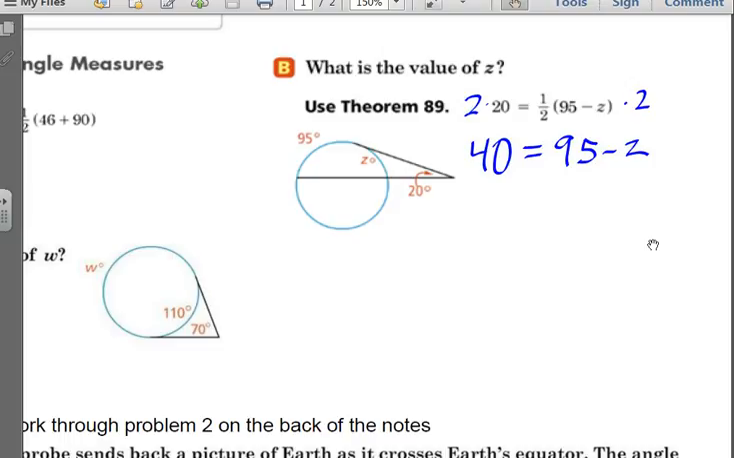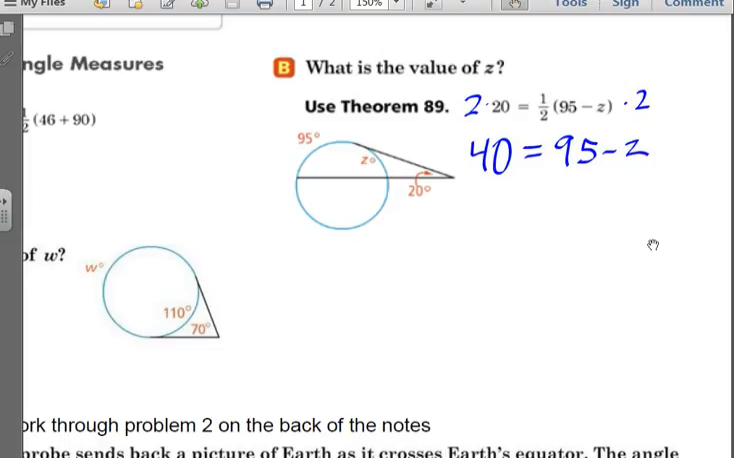Wait, you just put a times 2 on that side. You didn't do anything. Oh, wait, no, I mean, the half. My bad. Yeah, that was just to get rid of the half. And then you can add Z or subtract 95. Yeah, so I can either add Z and then subtract 40 from both sides.